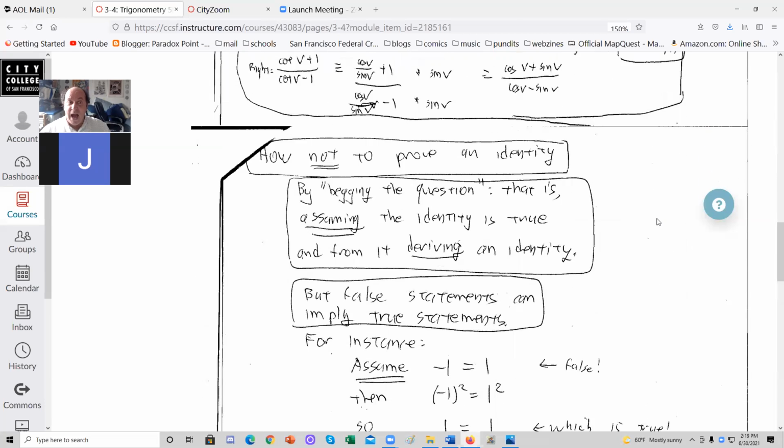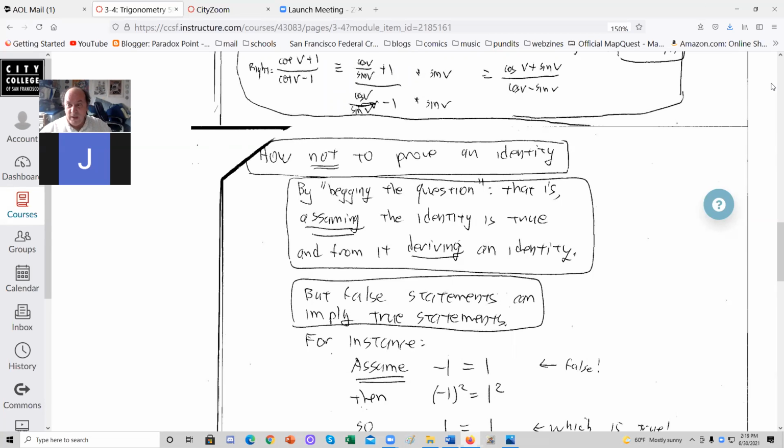However, here's a way not to prove an identity, and that's by begging the question. That is, you assume the identity is true, you just write it down, then you simplify both sides till you get 3 equals 3. Well, that almost looks right. And even worse, left side equals right side, and then transpose terms until you get 3 equals 3. Well, the problem is that's not valid reasoning. You can derive a true statement from a false statement by invalid methods. So that doesn't prove the false statement.